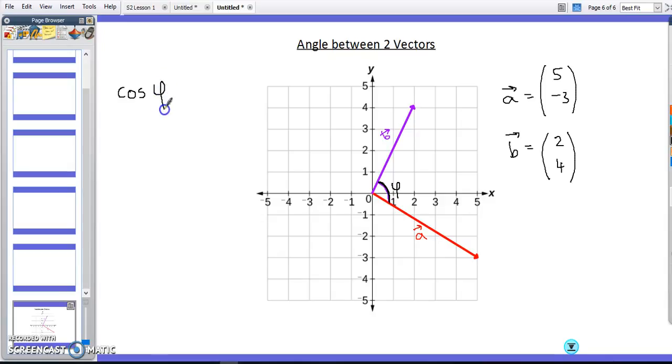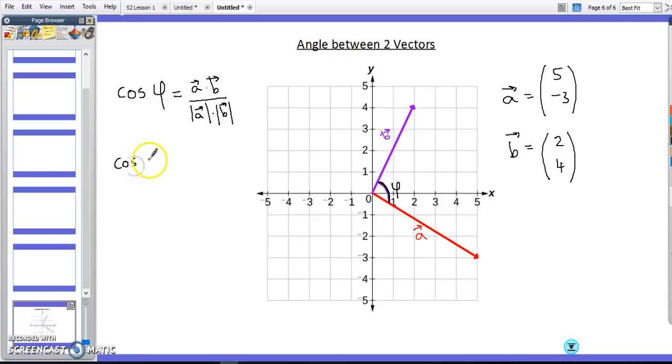I've already given you a hint that it involves trigonometry, and it involves the cosine of that angle. So the cosine of the angle phi is equal to the scalar product of A and B divided by the absolute value of A multiplied by the absolute value of B. So let's see how that works in practice.